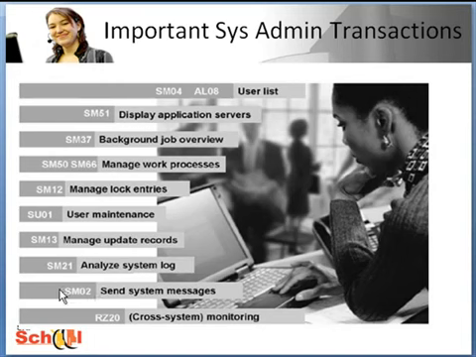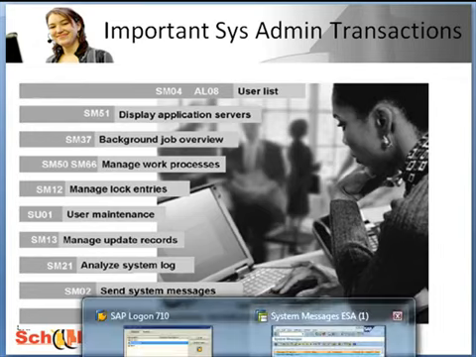Then you have transaction SM02, which is used for sending system messages. For example, if there's an important announcement, if the system is going down for half an hour, you can send a message to all the users on the system that the system is going down and they should save their work or something similar. You can also specify an expiry date for a message. You can specify whether the message is system wide or for a specific system, and so on.